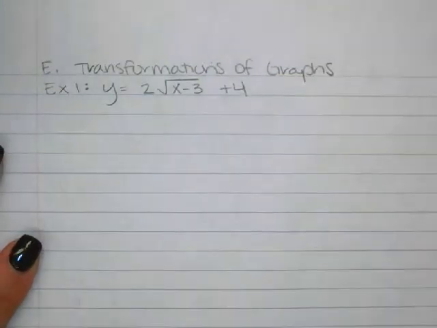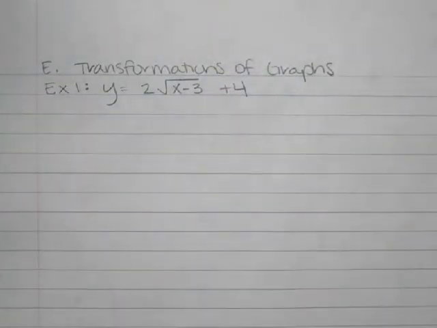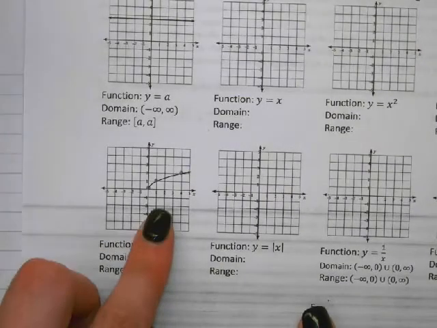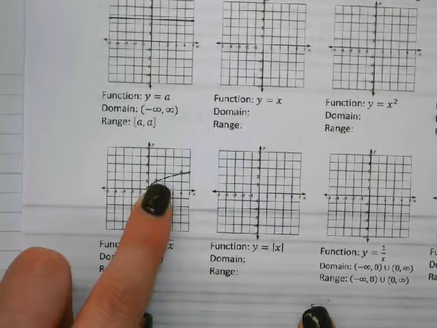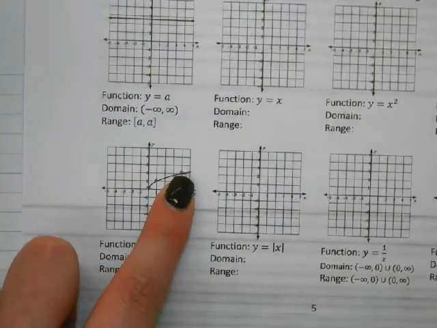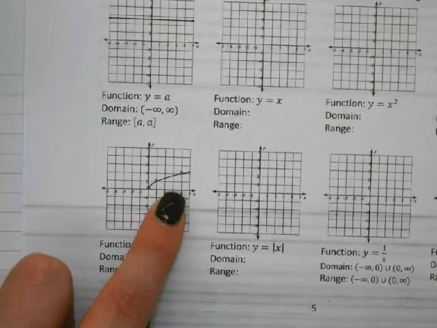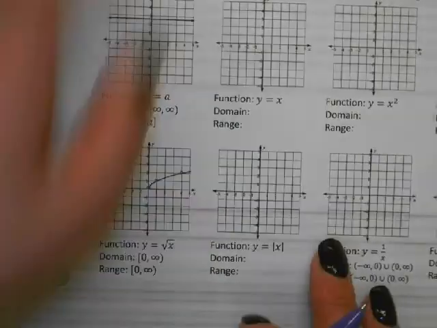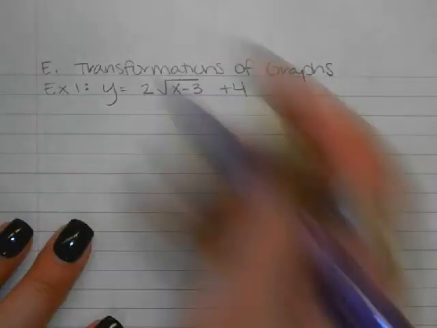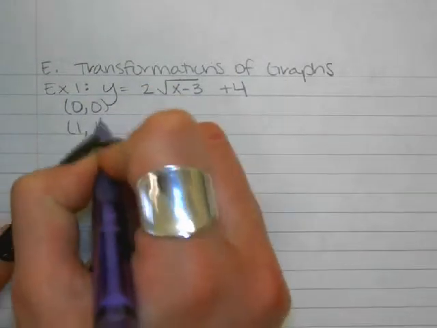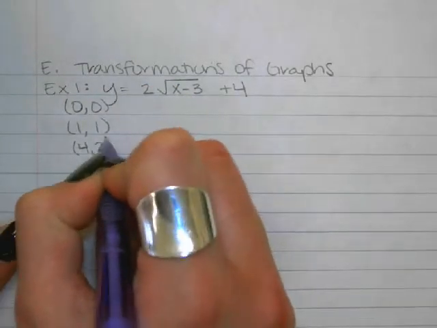And so if you turn back to page 5 and look at the square root graph, you can see that there are some specific points on there that are not decimals that are nice to look at. So (0, 0), (1, 1), and (4, 2) are pretty easy to graph, and they would be easier to transform than if you had one of these points that was like a decimal. So those are the points that I'm going to look at, and I'm going to write those down first: (0, 0), (1, 1), (4, 2).